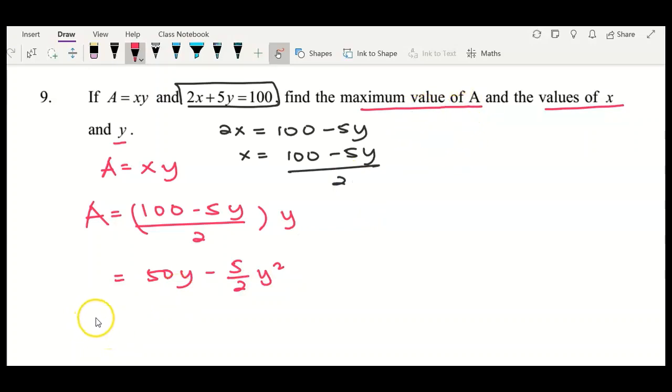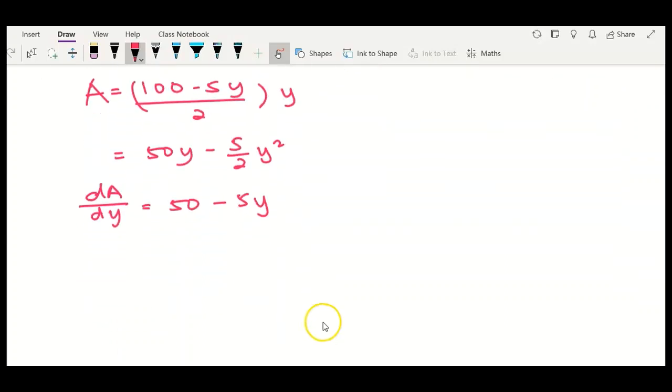to find the maximum value of A, I'm going to find dA/dy. dA/dy equals 50 minus, bring down the 2 and multiply by negative 5 over 2, you get negative 5, and the power 2 minus 1, you get negative 5y. Okay, then we let dA/dy equal 0, meaning that 50 minus 5y equals 0, 5y equals 50, and y equals 10.